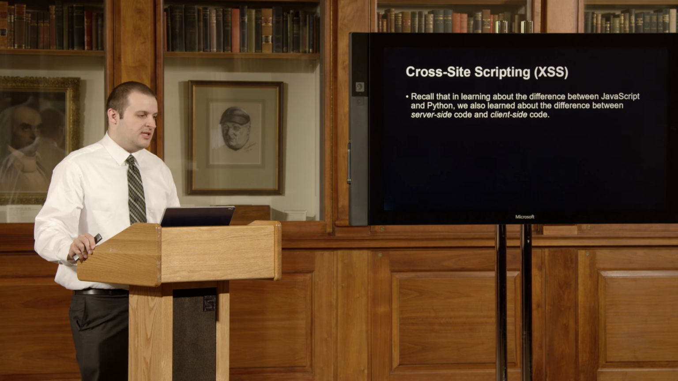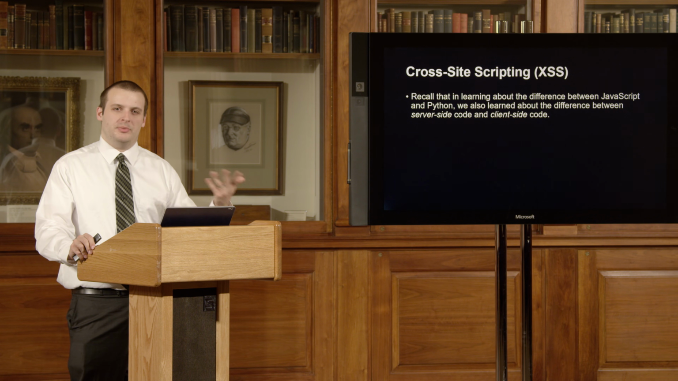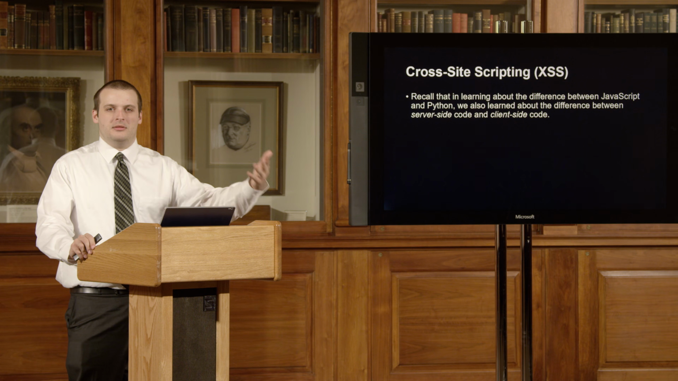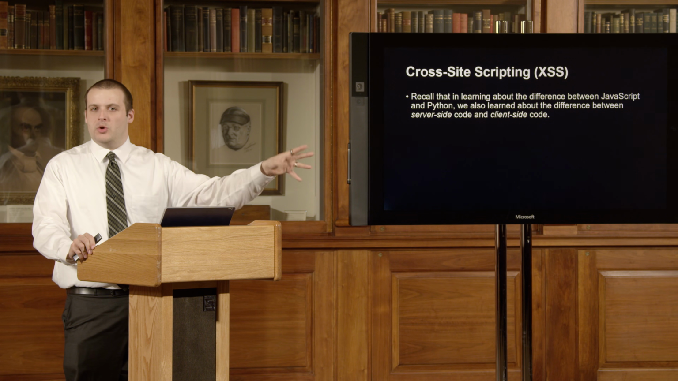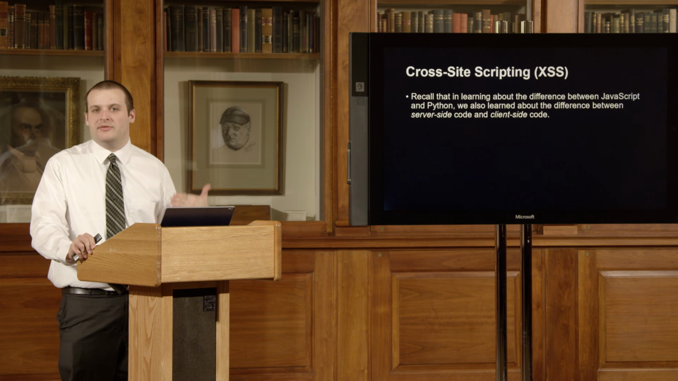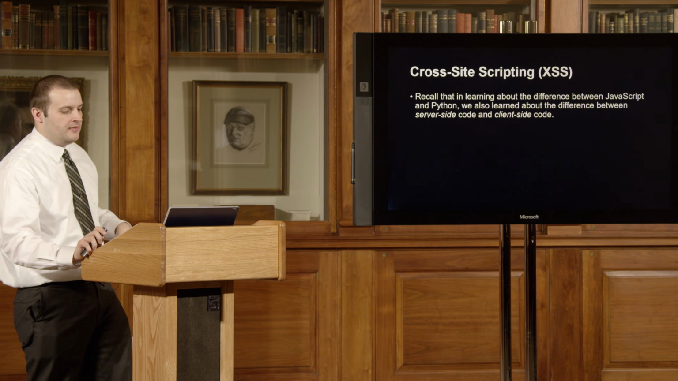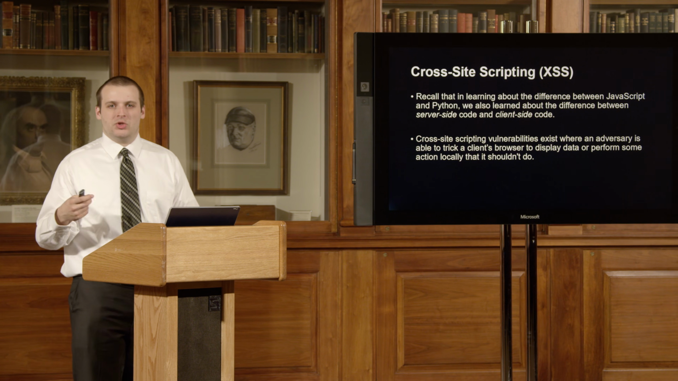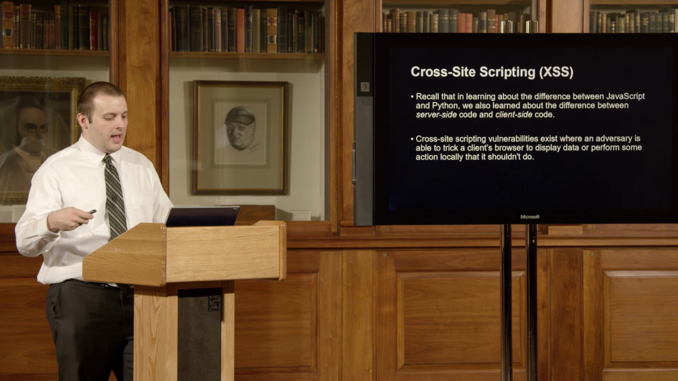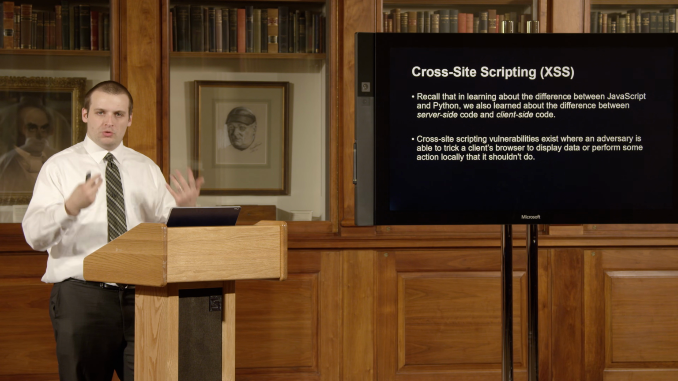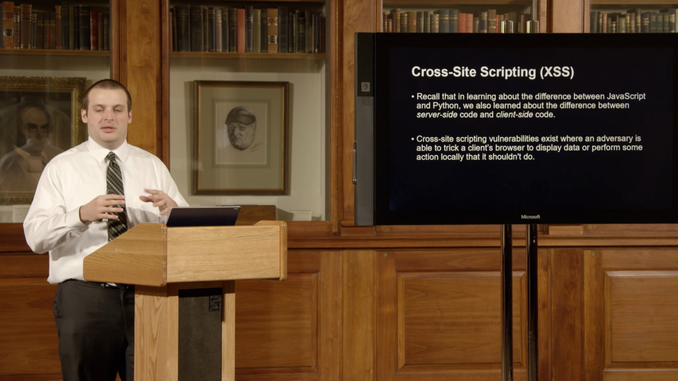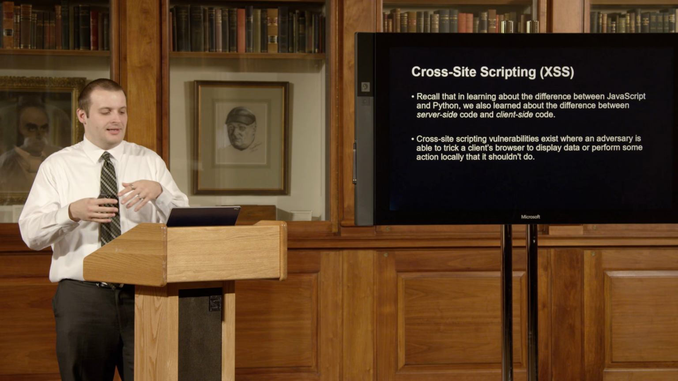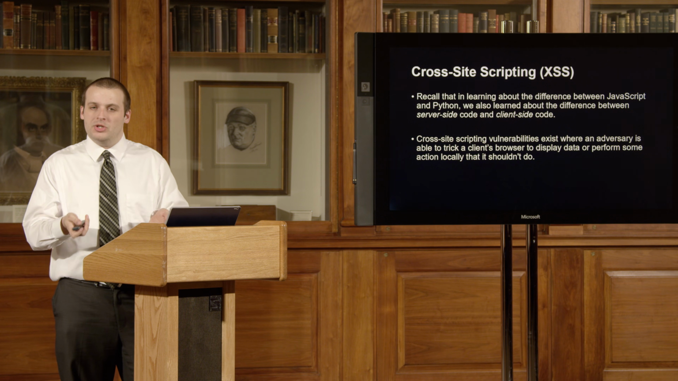So for example, there might be some code on the server, some Python code or PHP code that generates HTML for us. The actual Python or PHP code in this example would be server-side code. We don't actually ever see that code, we only see the output of that code. A cross-site script vulnerability exists when an adversary is able to trick a client's browser to run something locally. And it'll do something that presumably the person, the client, didn't actually intend to do.